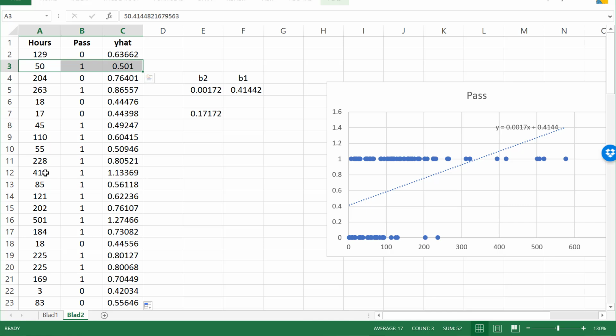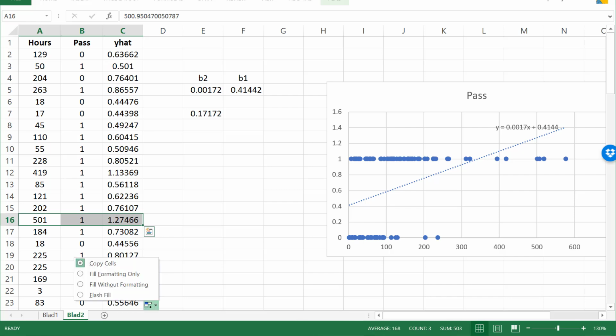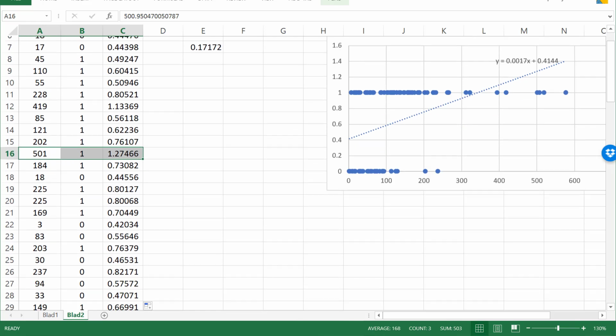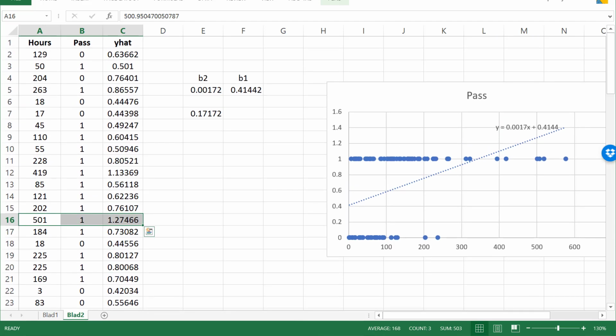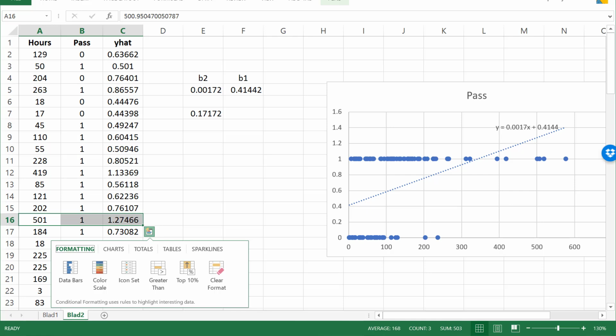And we can see the problem here that, for example, this student that studied a whole lot, 419 hours, according to our model, the probability that this student will pass the exam is 113%. That's slightly problematic. Even worse with this guy on line 16. In this case, there are no students with a negative probability, but that can certainly happen.